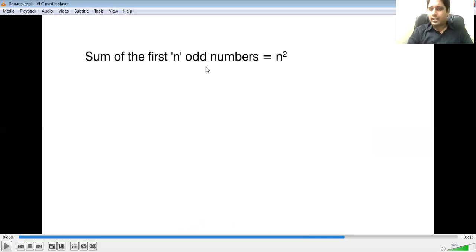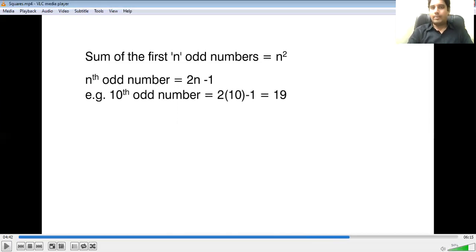Now odd numbers have a form which is given by 2n minus 1. So for any nth odd number, if I have to find, I'll just replace n in the formula 2n minus 1. I'll get that number. So for example, I need to find out the 10th odd number. So 10th odd number is twice of 10 minus 1, which is equal to 19. Look for yourself. 1, 3, 5, 7, 9, 11, 13, 15, 17, 19. So 10th odd number is 19. So whenever we have to find out any nth odd number, it will be replaced in the formula of 2n minus 1.